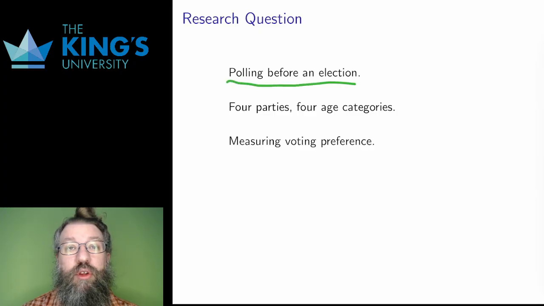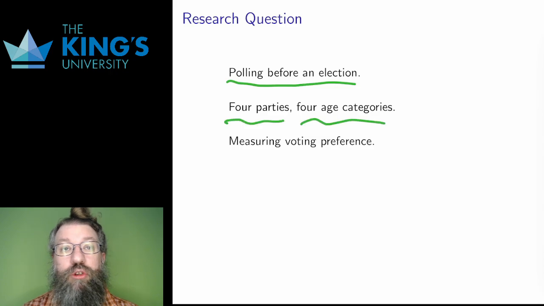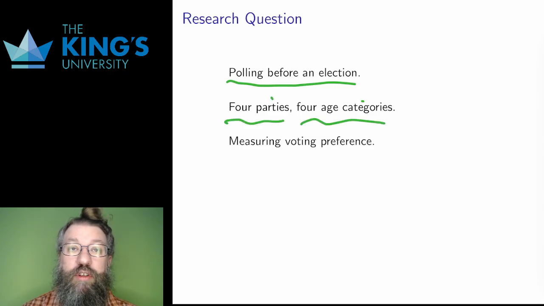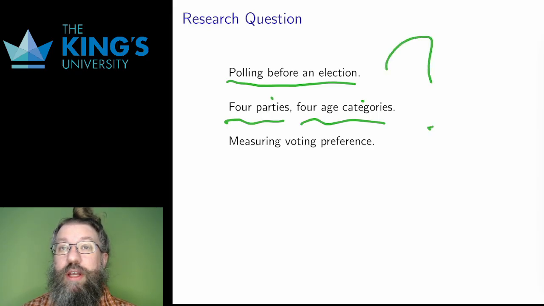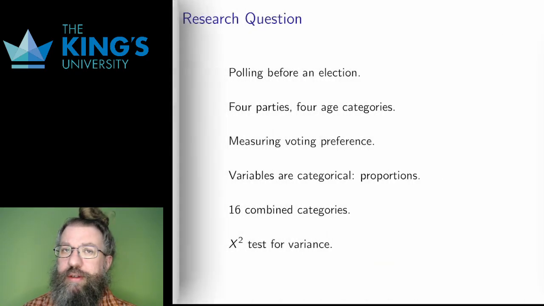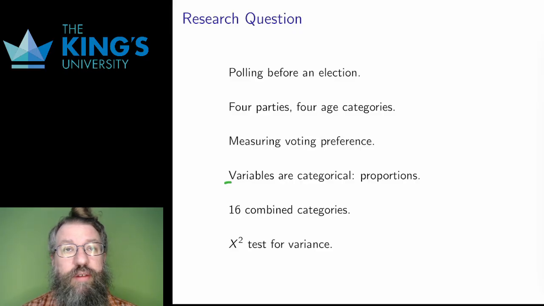The next example is about polling before an election. The preference in the poll is between 4 parties, and the poll is looking at 4 age categories. The researchers want to know the voting preference between the 4 options and compare those voting preferences between the 4 age categories. What is the statistic? And what is the test?